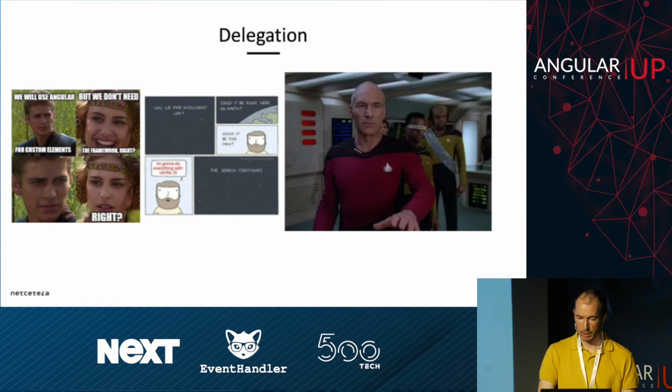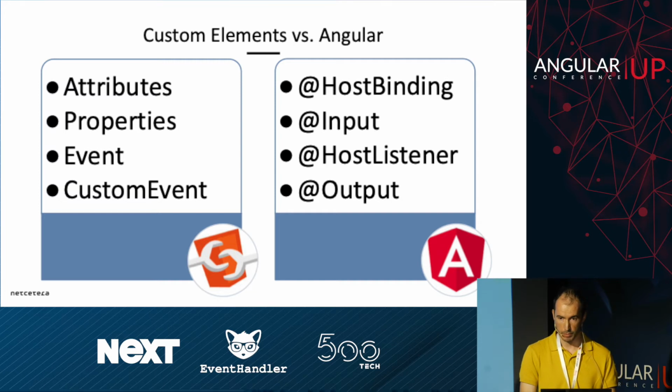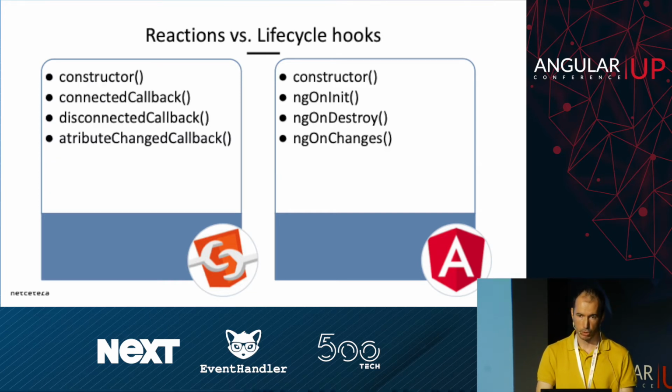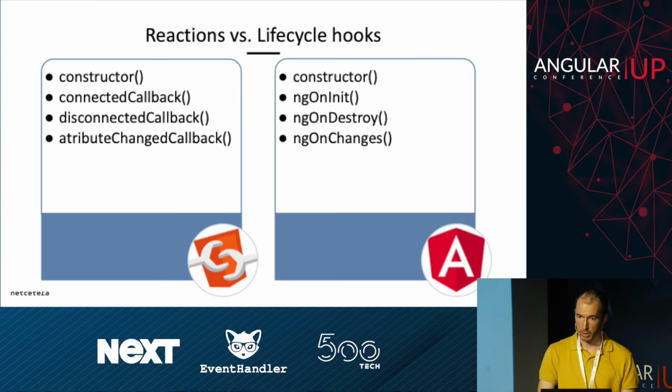Now, just briefly, the equivalence. On the left-hand side, we have the custom elements API. On the right-hand side, we have the equivalent entities in the Angular world. And again, as we saw on the left-hand side, we have the reactions. And on the right-hand side, you will recognize the lifecycle hooks in Angular. So again, the mapping is rather straightforward.